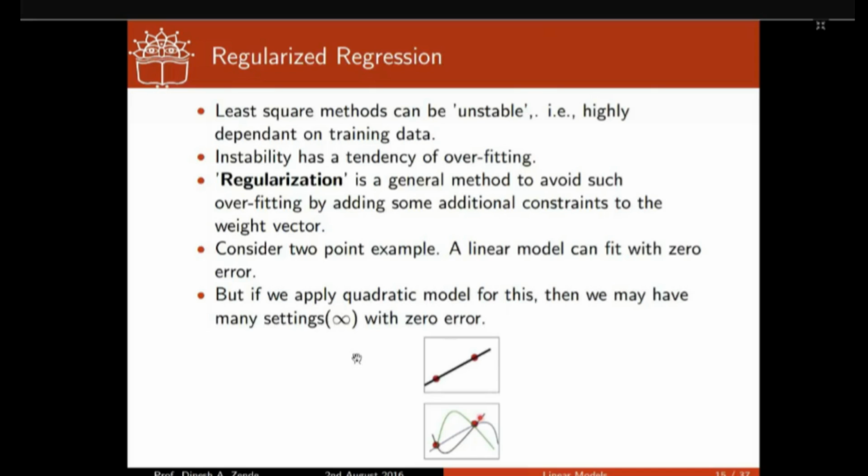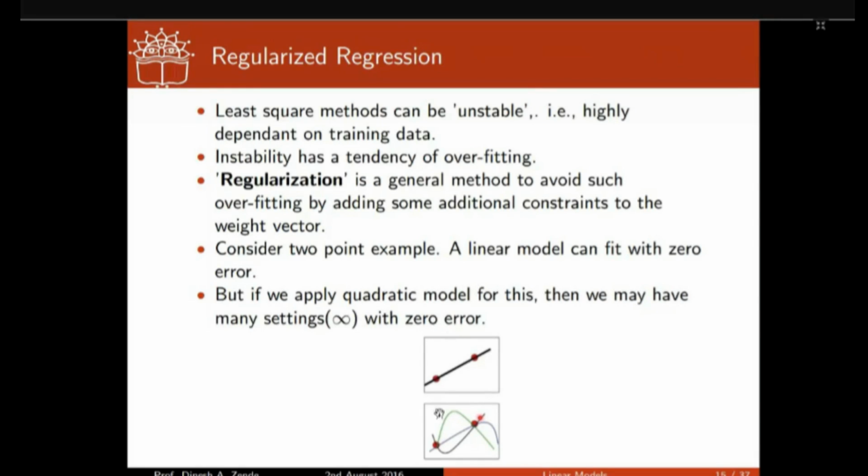Now we will see what regularized regression is. If you have many parameters and many features, then the least squares method generally becomes unstable and depends totally on the training data. This instability will make the model overfit.